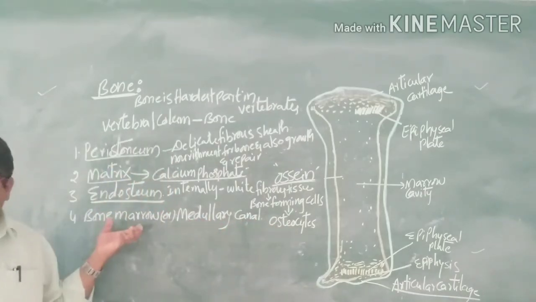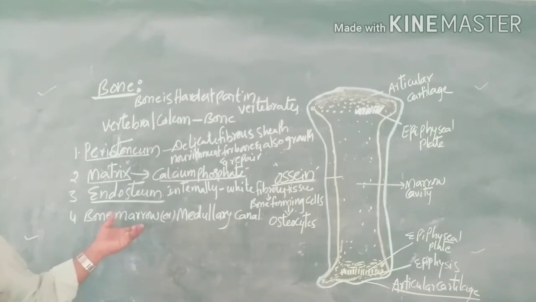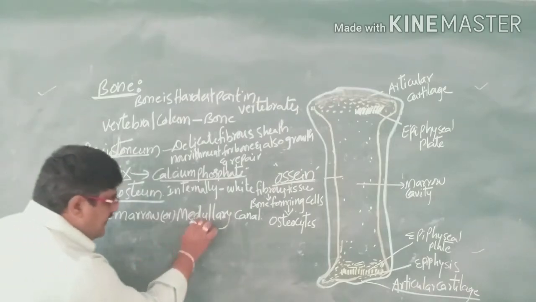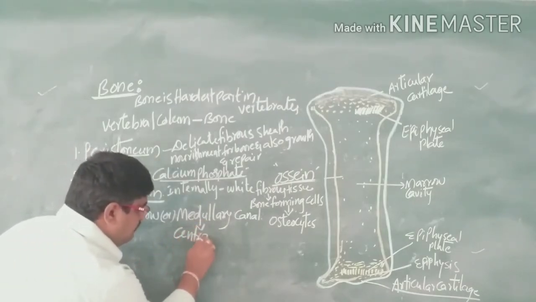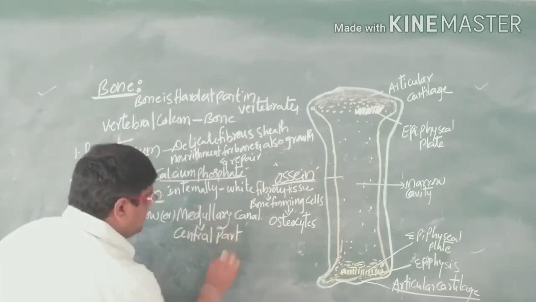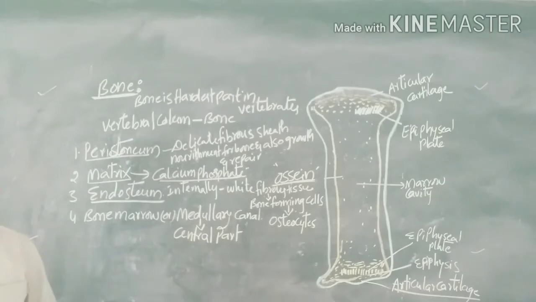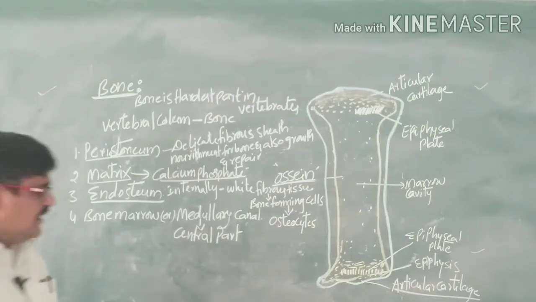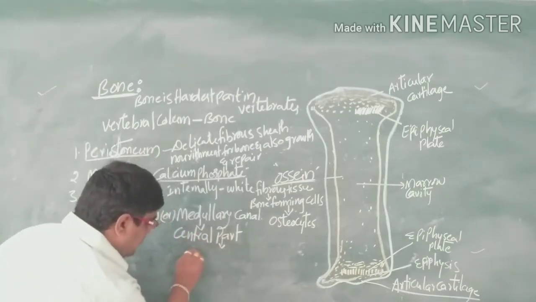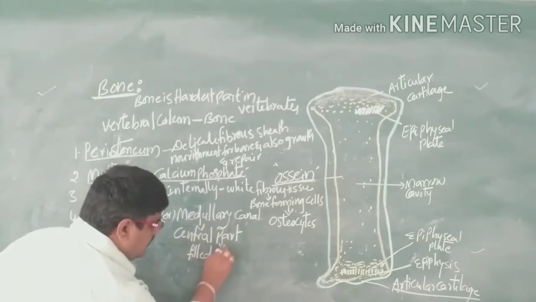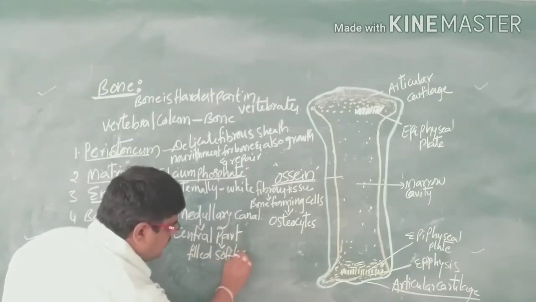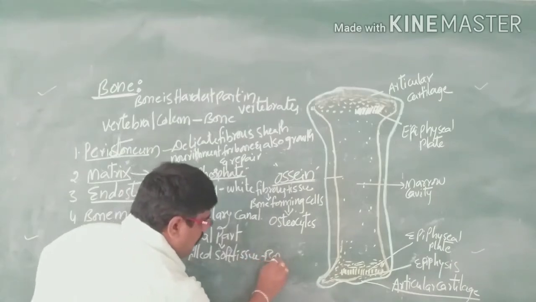Next, coming to the last one, the medullary canal, which we can also call the bone marrow. It is the central part of the bone, which is filled with a soft tissue called the bone marrow.